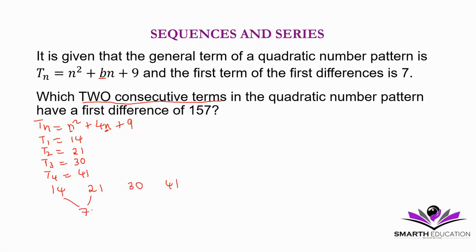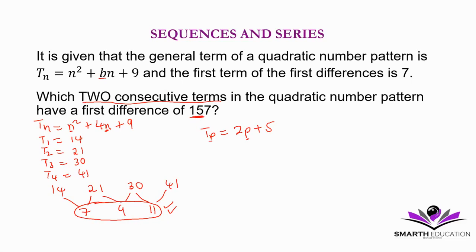We have 14, 21, 30, 41. 21 minus 14 is 7. 30 minus 21 is 9. 41 minus 30 is 11. And then we found the general term for these first differences. We found that TP is equal to 2P plus 5, where P represents the term number. So the question says, which two consecutive terms in the quadratic number pattern have the first difference of 157? So we have to find what term number 157 is for this sequence.